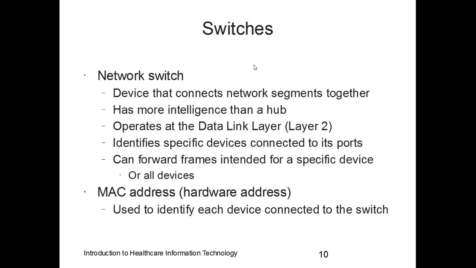Now a network switch is a device that connects network segments together. And this has much more intelligence than a hub would. This works at layer 2 of the OSI model, the data link layer. And this will identify specific devices connected to its ports. And it can forward frames intended for a specific device or to all devices. And the hardware address, or the MAC address, the media access control, is used to identify each of those devices that's connected to that switch.